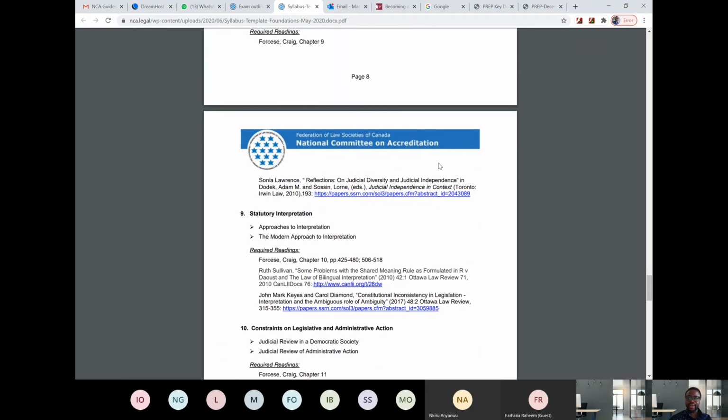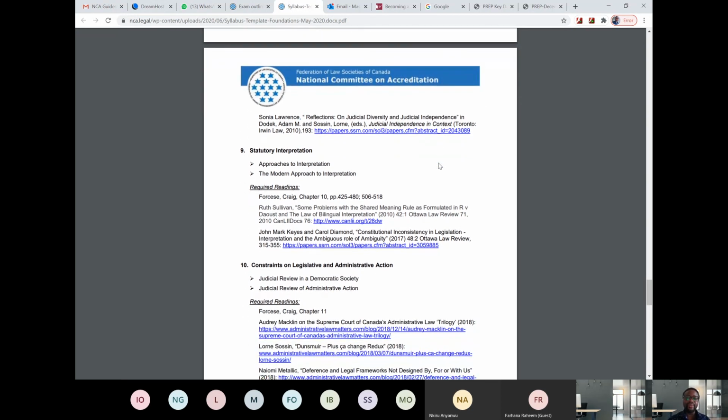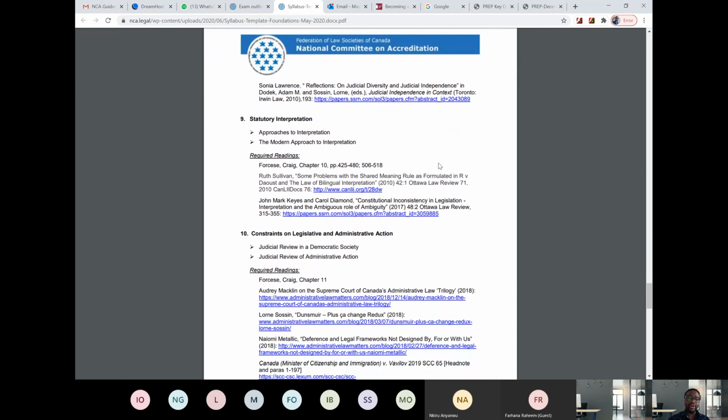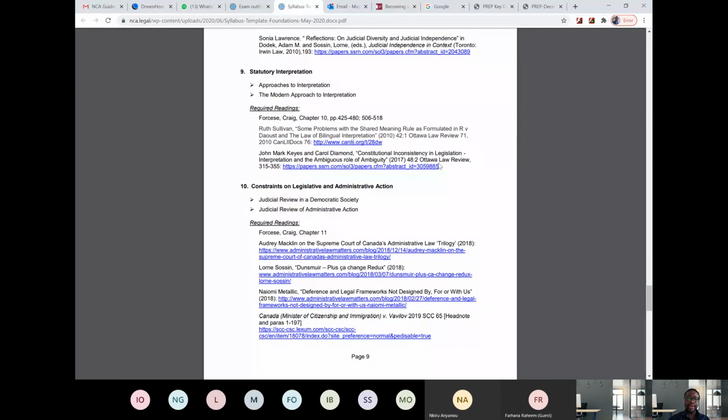Also, the second article is what I just mentioned, a constitutional inconsistency in legislation. How is that resolved? And finally, on chapter 10, constraints on legislative and administrative action.